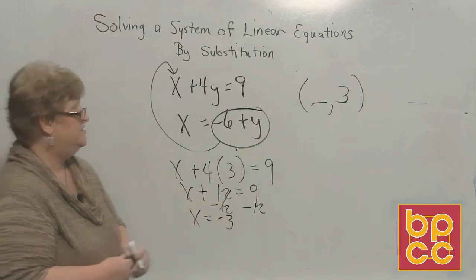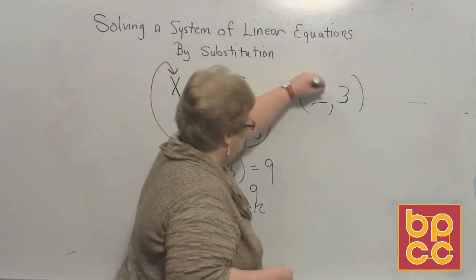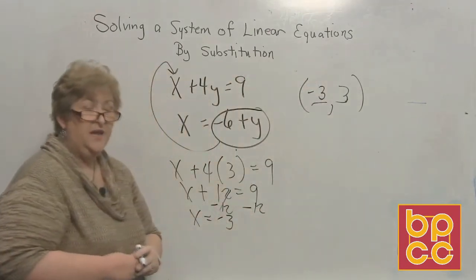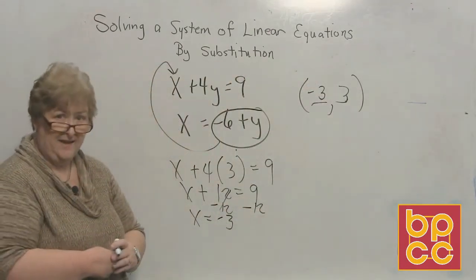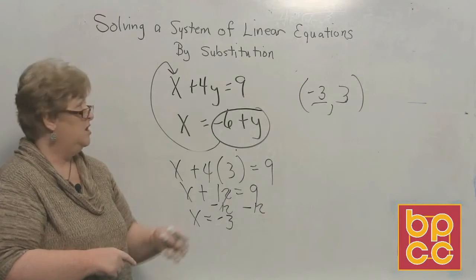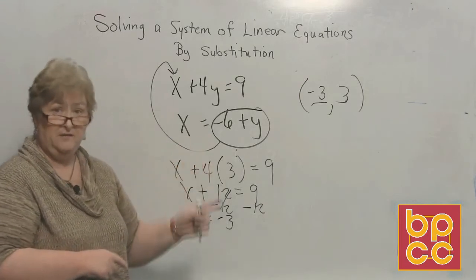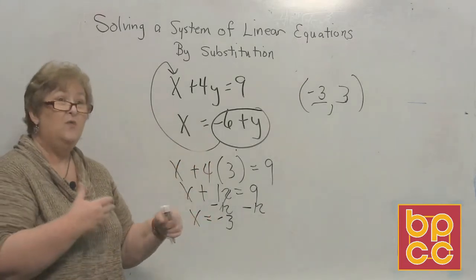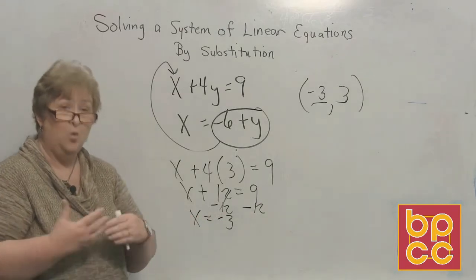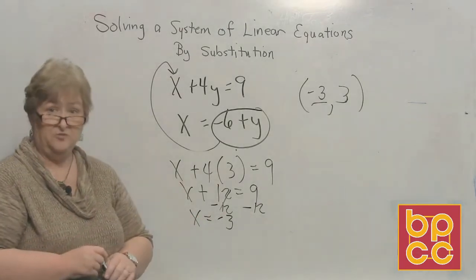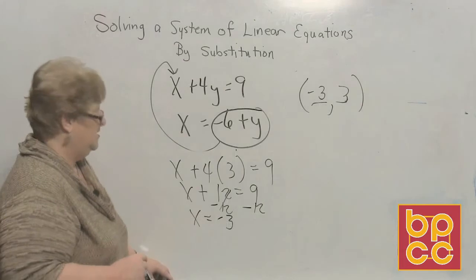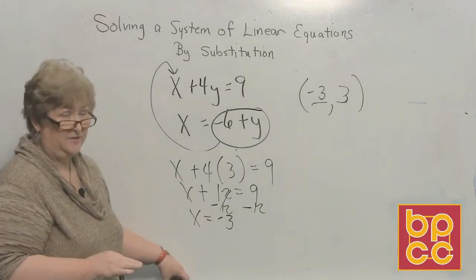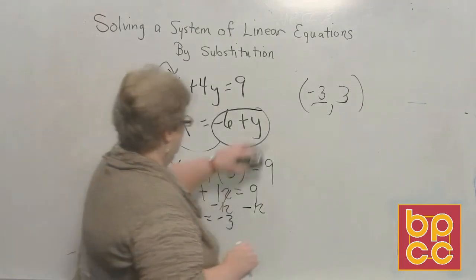So x is negative 3. If we were to graph these two lines, the point of intersection would be at negative 3, 3. So we don't have to graph it. If you want to know where it crosses, we have the answer through substitution. Okay? You don't get good at this till you practice, so I think we need to do another one.